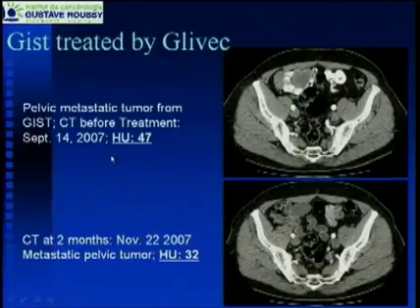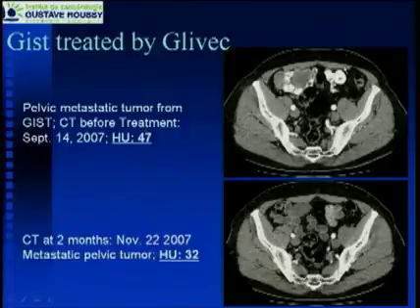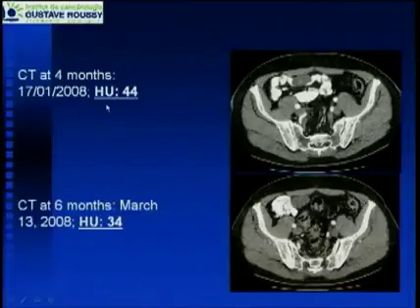This is a comparison with the Choi criteria, the famous Choi criteria from MD Anderson in Houston. If you follow this lesion, the Hounsfield units are 47 at the beginning. And after 2 months, it is 32. So this is a good response according to the Choi criteria. But when you come back after 4 months, it increased to 45. And after, it decreased to 34. So finally, it's difficult using the Choi criteria to evaluate this patient.